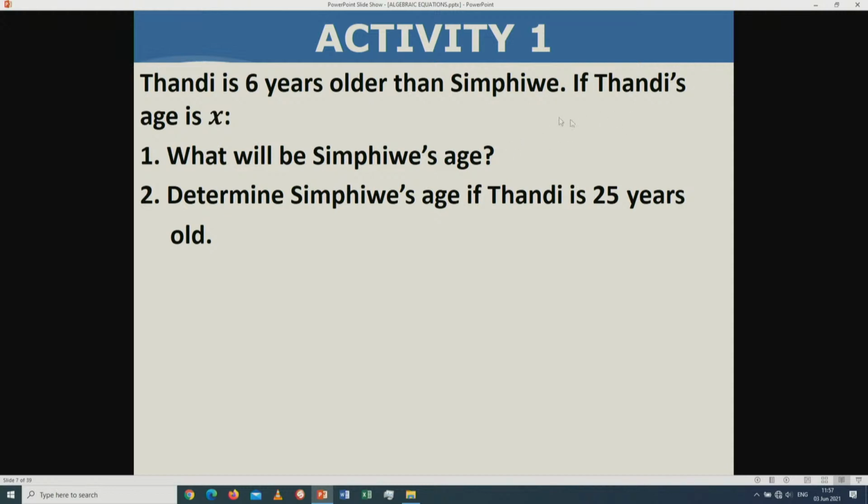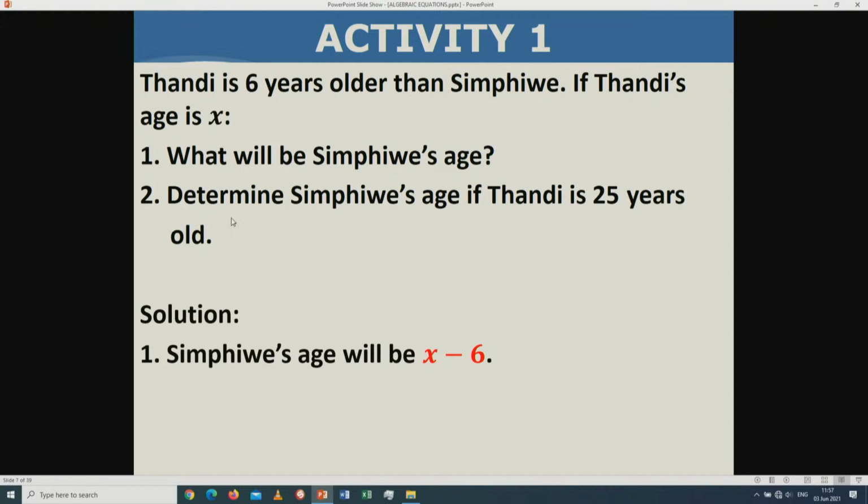I repeat, Simpiwe's age will be Thandi's age less by 6. In other words, this will be the solution. Yes, Simpiwe's age will be x minus 6. It will be Thandi's age less by 6. Right. Now let's go to the next question.